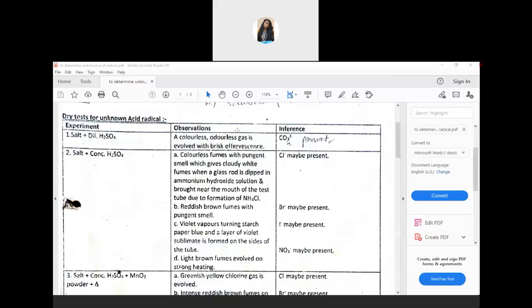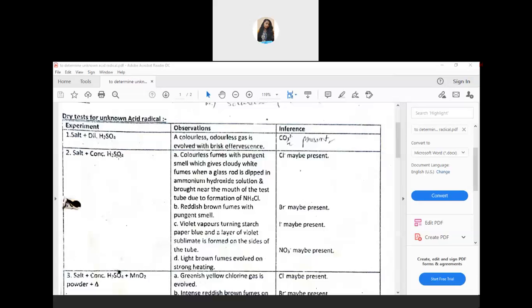Got it? If it is present, then you have to do salt plus concentrated H2SO4. If carbonate ion is absent, you also have to do the other tests. What I am saying is, whether carbonate is absent or present, you have to do the other tests also. Next test is, what is the next test?